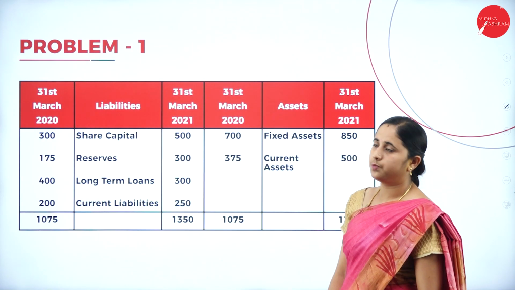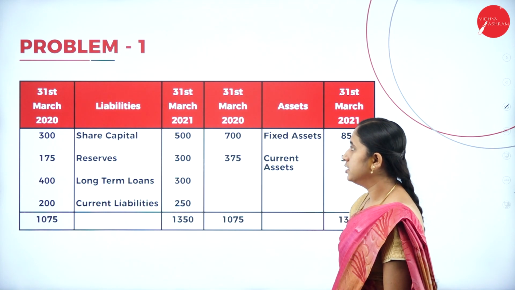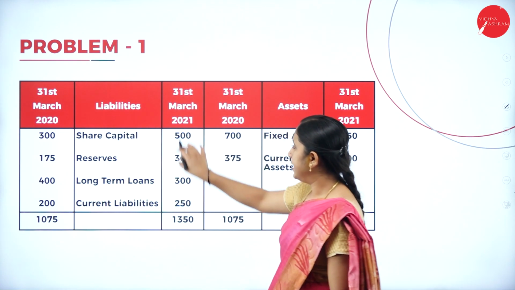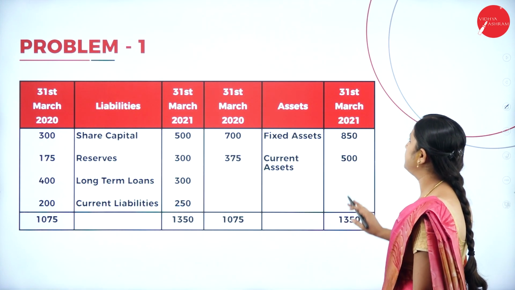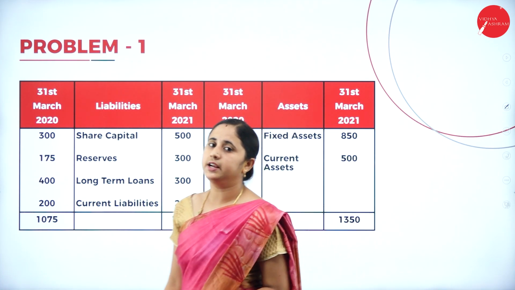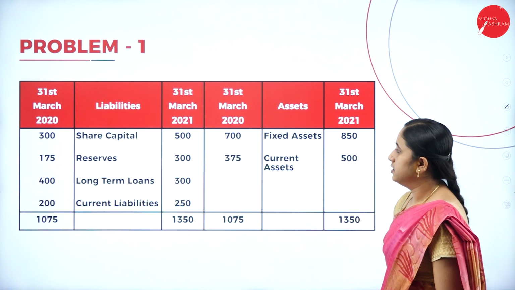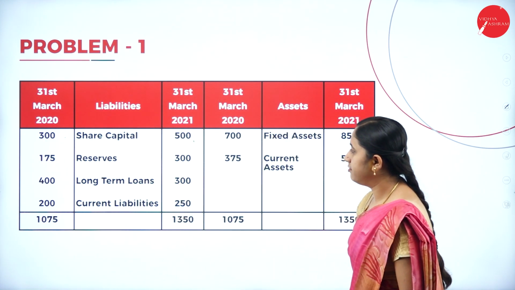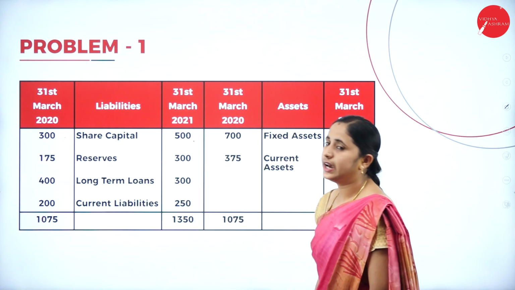So let us solve one problem. This is the question: from this information prepare the fund flow statement. Here we have the previous year liabilities and current year liabilities, as well as previous year balance sheet assets and current year assets. Here we have liabilities: share capital, previous year balance 300 and current year balance 500. Then reserves 175 previous year and 300 current year.